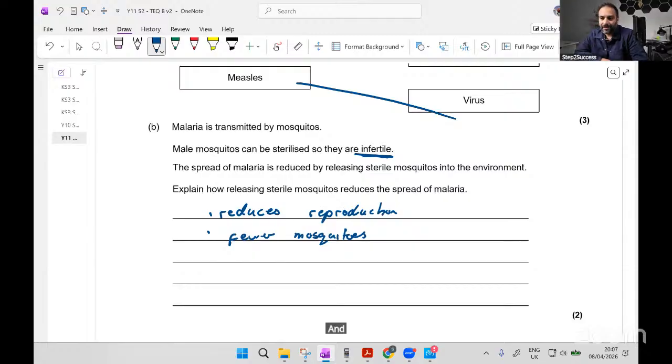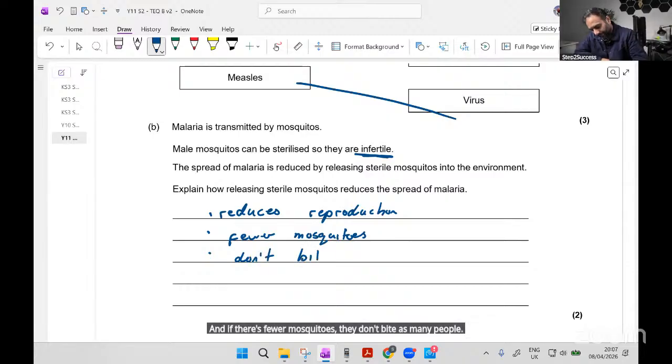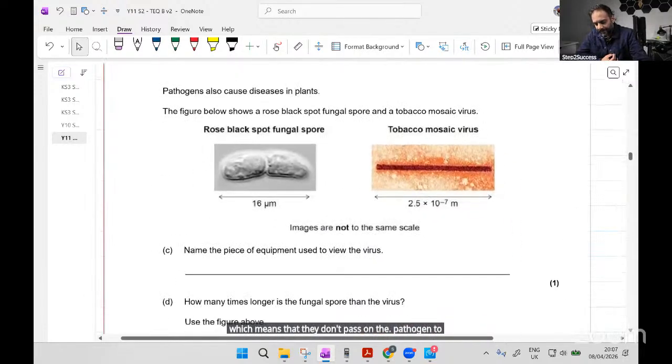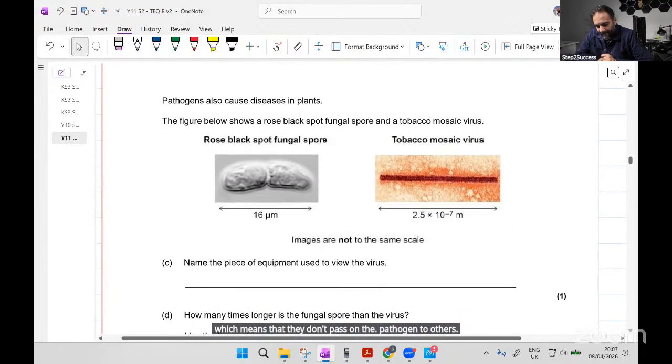And if there's fewer mosquitoes, they don't bite as many people, which means that they don't pass on the pathogen to others. Pathogens also cause disease in plants.